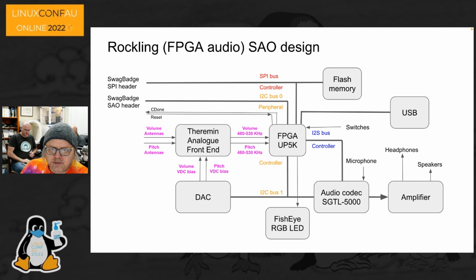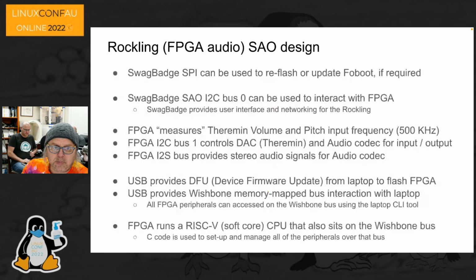The final piece in that diagram is USB. So there's GPIO pins from the FPGA that go directly to a USB connector, and how that works is the FPGA has a RISC-V processor, which has a USB stack written in C. And so when you power the FPGA up, it appears as a DFU device, which is a standard way of loading firmware onto devices over USB.